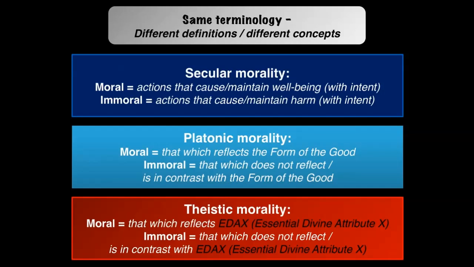We can now see where the trail of "and why is that good then?" questions ends in classical monotheism. Secular moral language is a way of talking about actions between people in relation to well-being and harm. Theistic moral language is a way of talking about reflecting God's nature. It's the same view of morality as Platonists have, with the form of the good exchanged for essential divine attribute X.